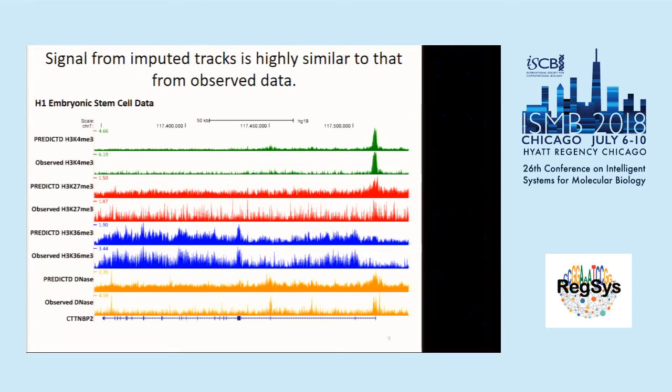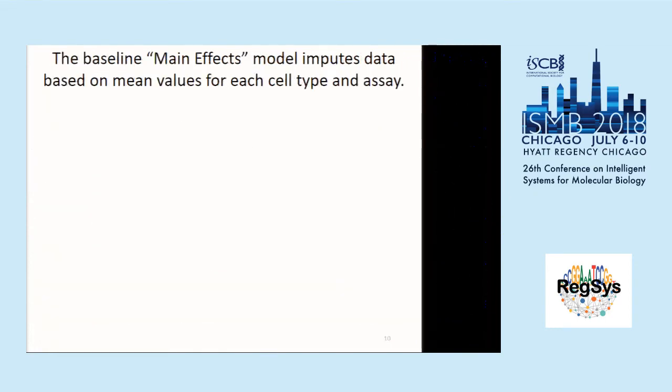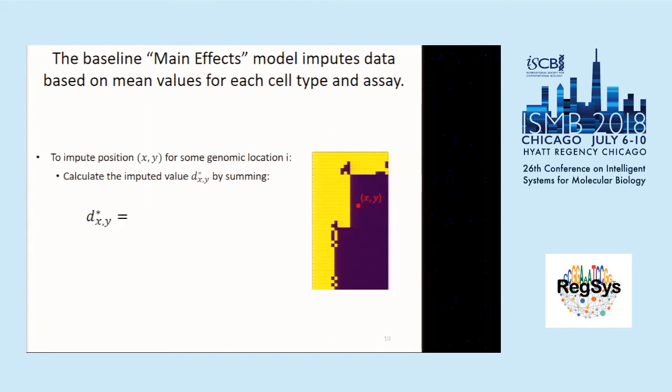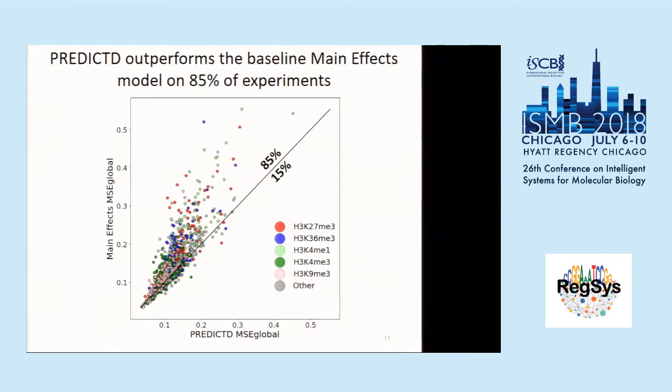So on a more global scale, how does this compare against other models? We compare against 2, one baseline model and Chrome impute. The baseline is a main effects model in which each genomic position is treated independently, and we impute any value in this matrix by taking the sum of the global mean at that position of the training data, the row residuals, and then the average of the assay residuals, which are on the columns. And predicted outperforms this baseline model on 85% of the assays in this roadmap subset.